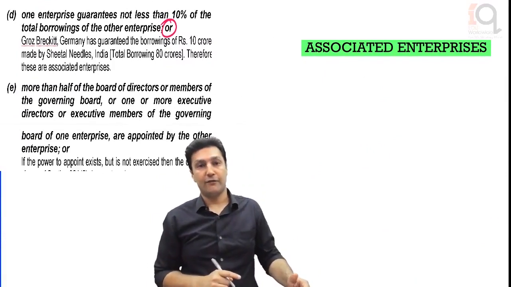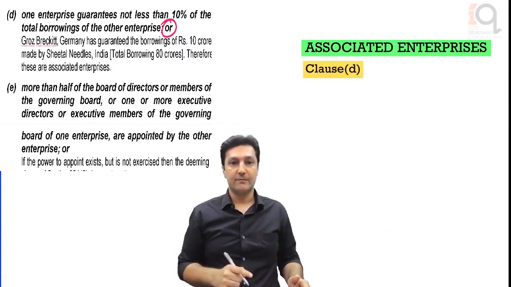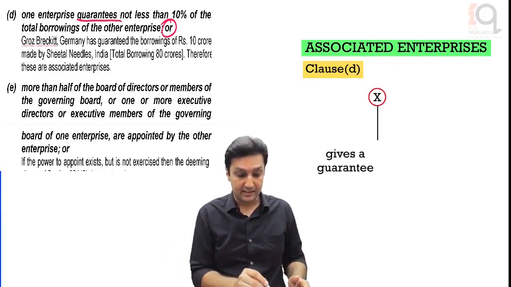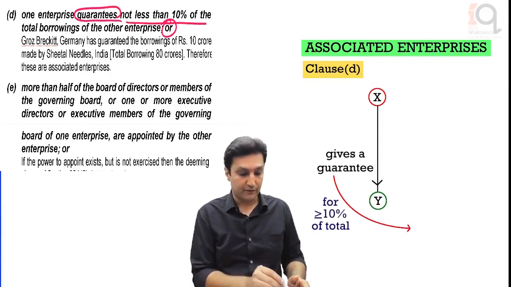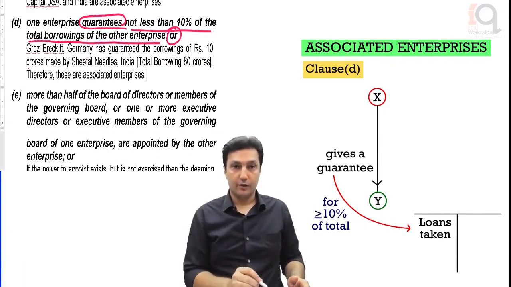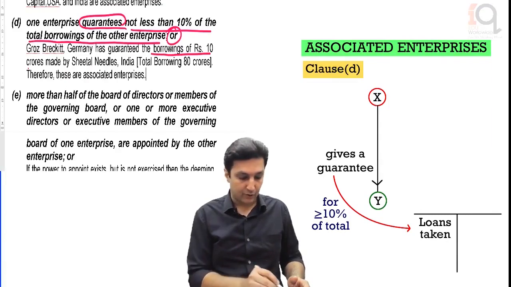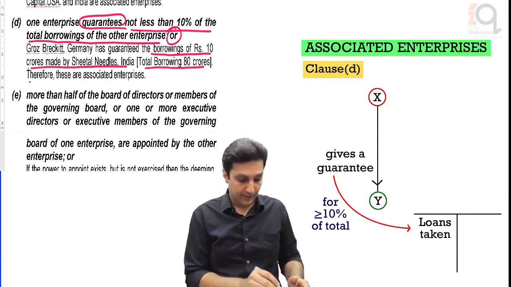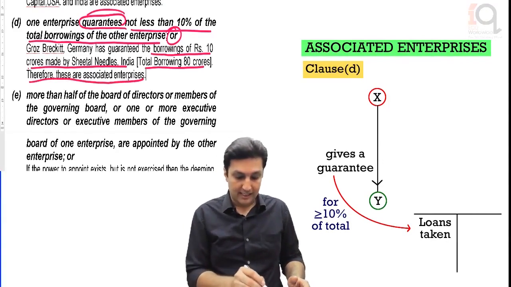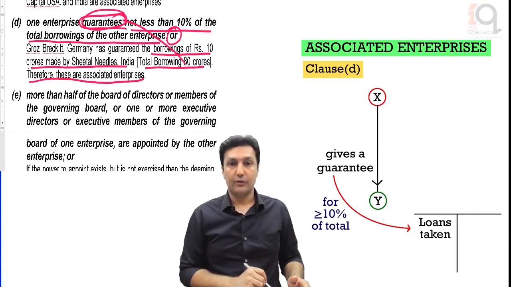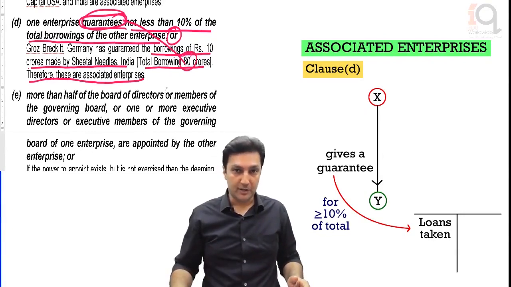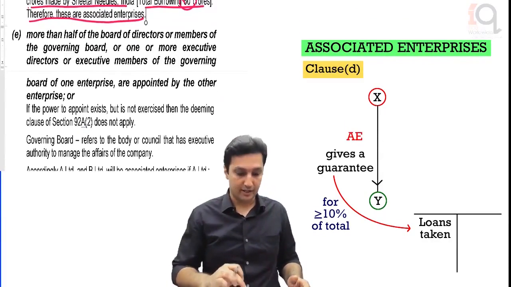Then, D part takes care of when a loan is not given but a guarantee is given. So, because if you are giving a loan, you are associated, what happens is one enterprise guarantees not less than 10% of the total borrowing of the other enterprise. Gross bracket Germany has guaranteed the borrowings of 10 crores made by Sheetal Needles India. Total borrowings of Sheetal Needles is 80 crores. Therefore, these are associated because the guarantee is not less than 10%, which means it is more than 10% of the total borrowing. Therefore, gross bracket Germany and Sheetal Needles become associated enterprises.